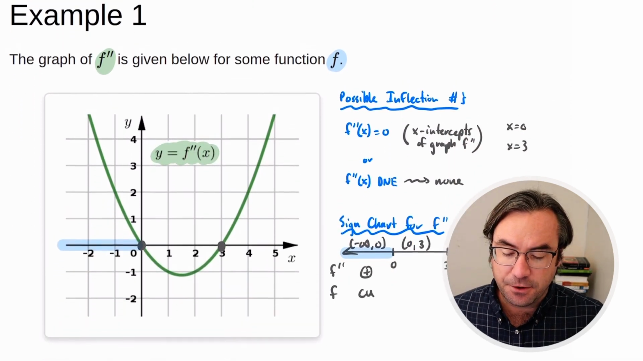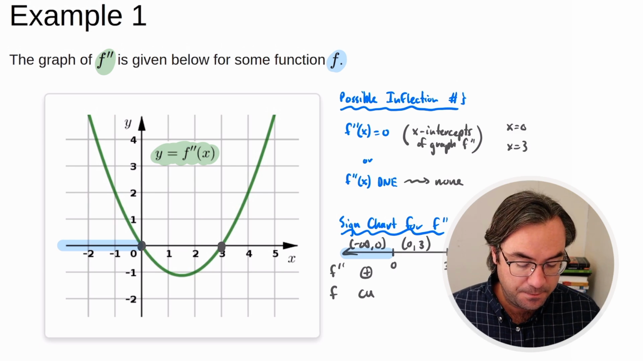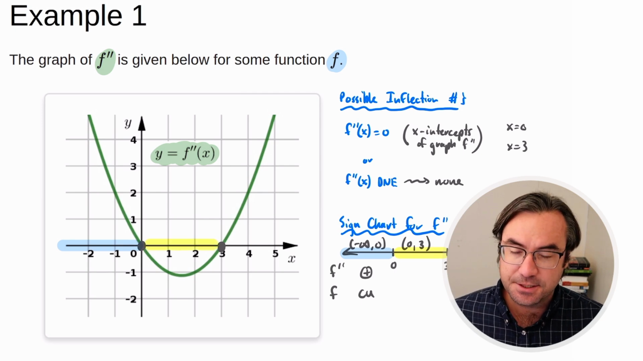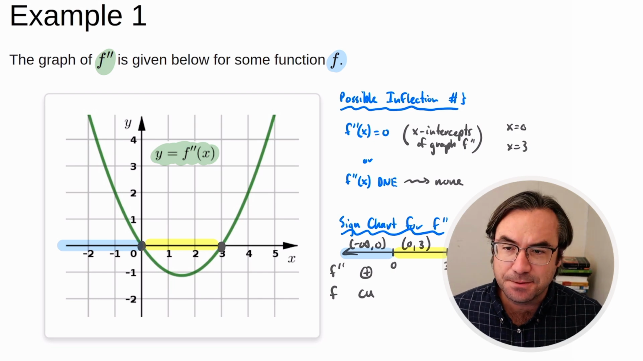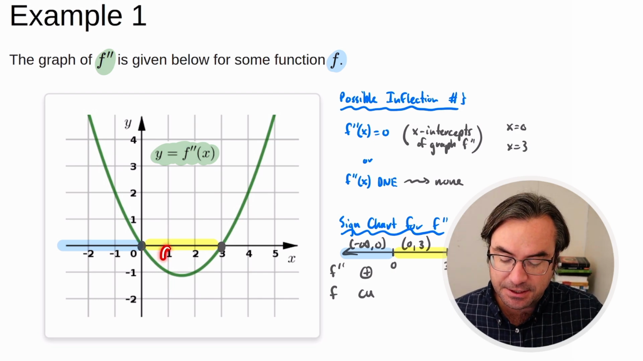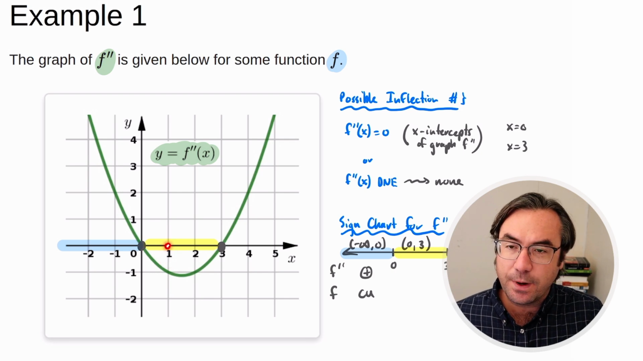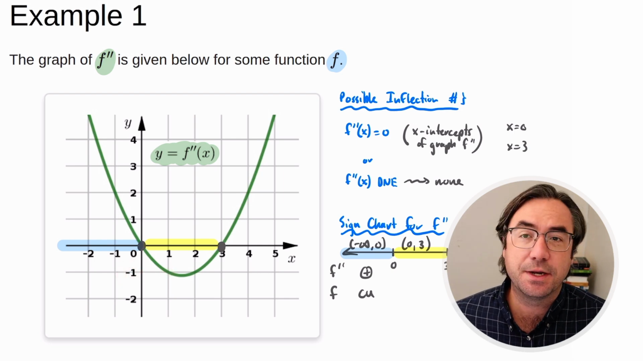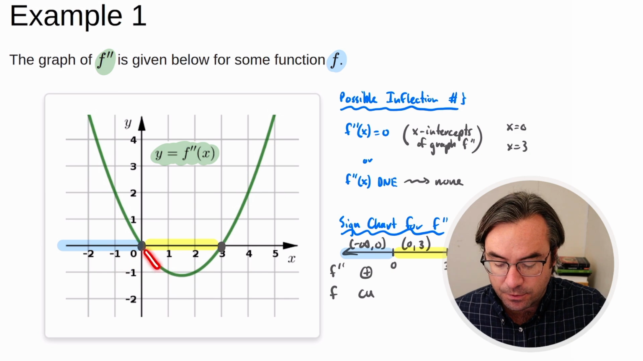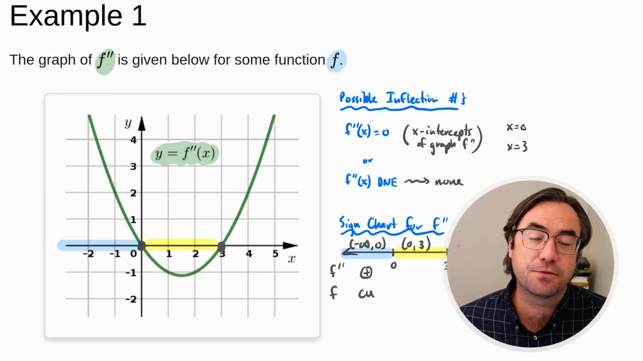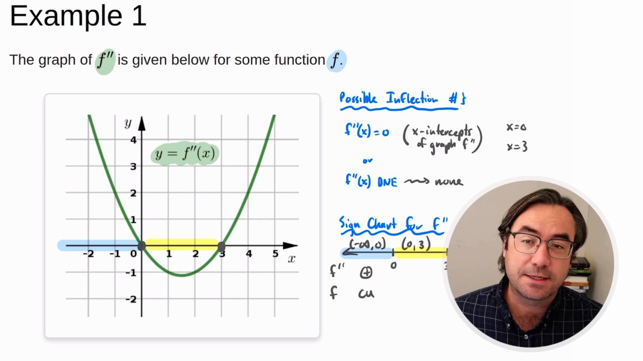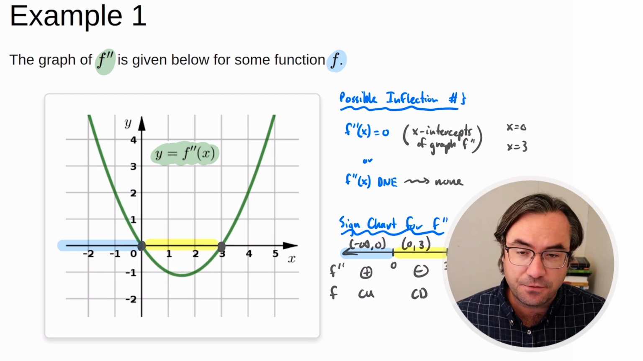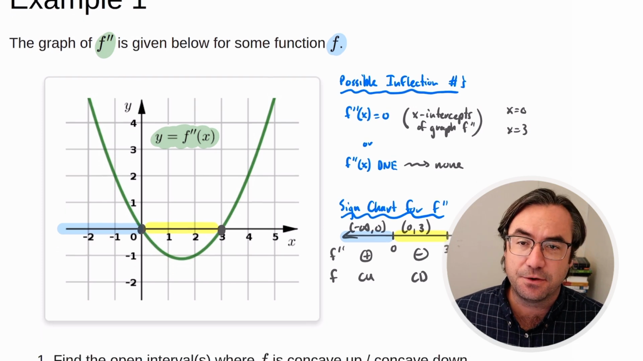So if we go to our next interval, here we're in between 0 and 3. And if you want to think of it with test numbers, again, pick a test number. So maybe x equals 1. And then you're just looking for where the point is on the graph. And it looks like we're right here. And the y value for that point is -1. So we're negative. But really, what we're seeing is that this section of our curve, f double prime, is below the x-axis. So that means f double prime is negative there, which means our original function f is concave down on that interval.